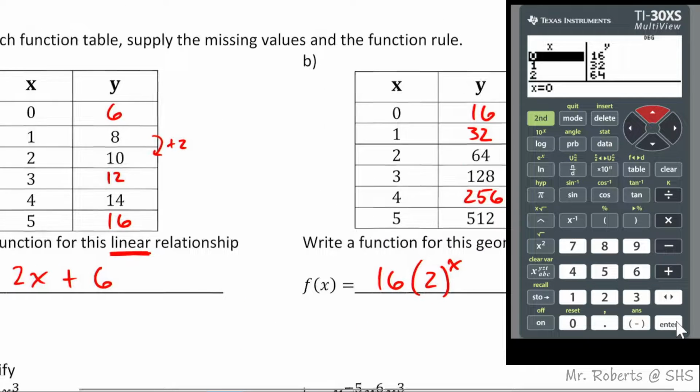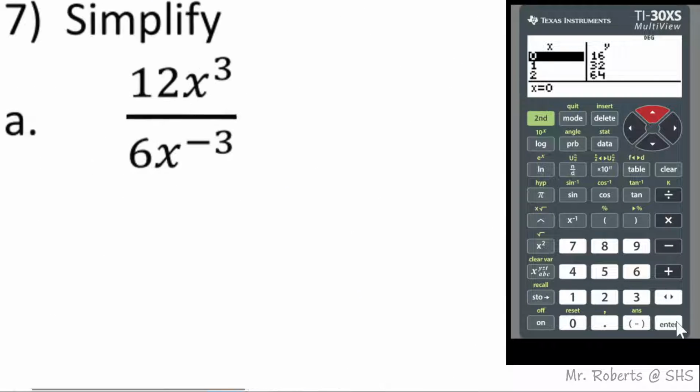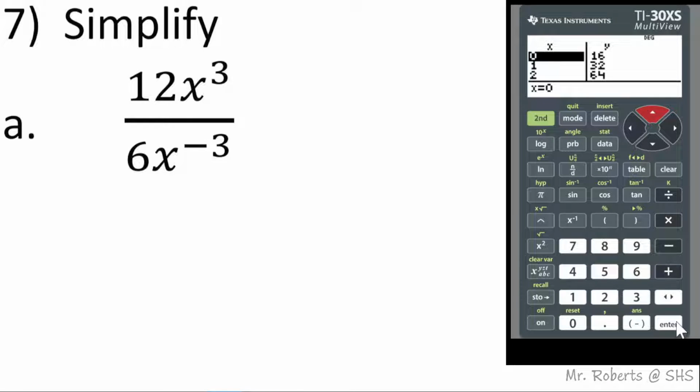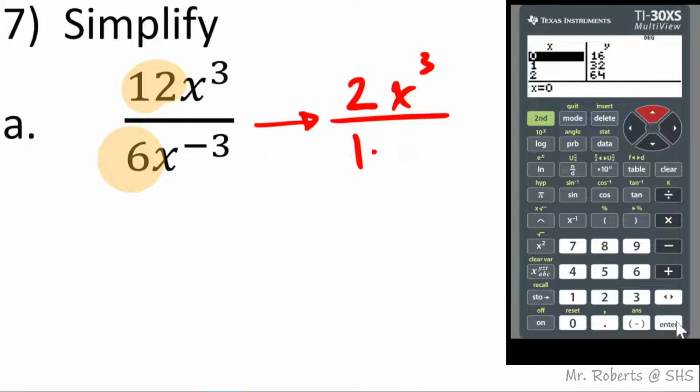All right, let's move on to question 7. 7 says simplify. One of the things I see in 7 is there is a 12 in the numerator and there's a 6 in the denominator, right? So 12 over 6 is 2, right? So right off the bat, I'm just going to say, hey, this is going to be 2, and then there's an x cubed, over, now I can write a 1 if I want, right? 1 times x to the negative third, but that 1's actually not necessary, and I'll probably take it away in a minute.